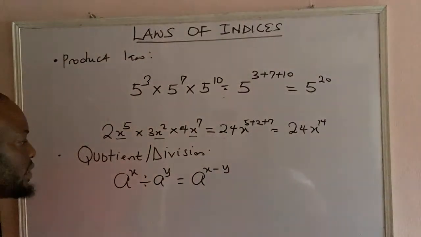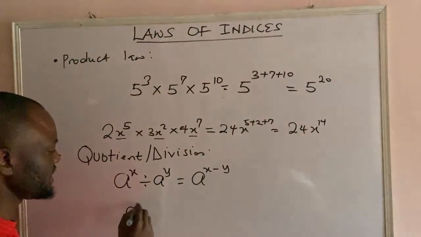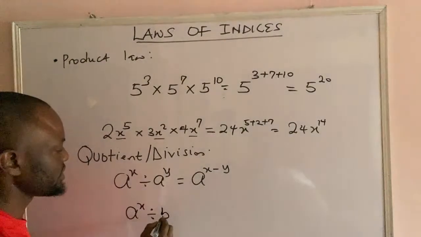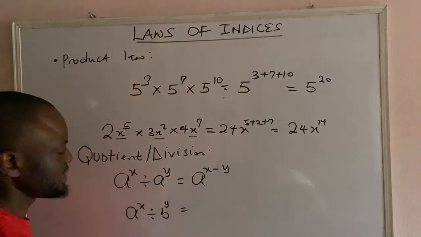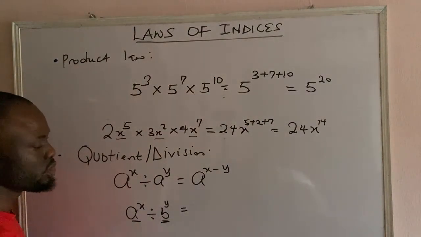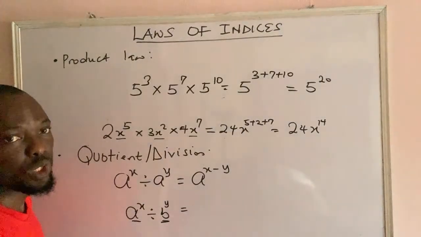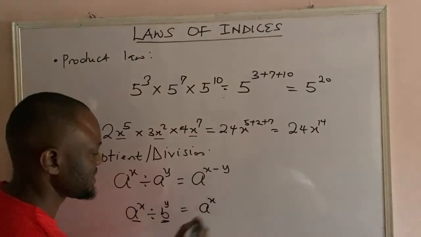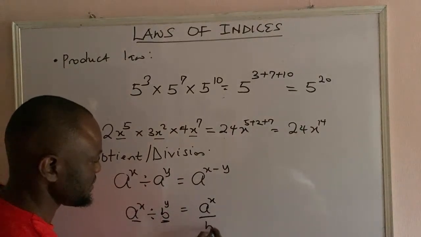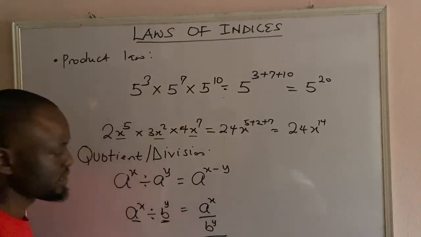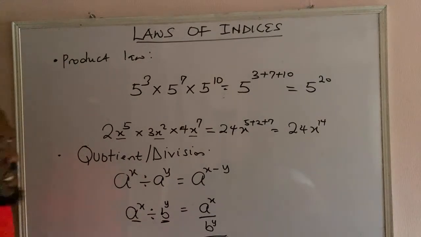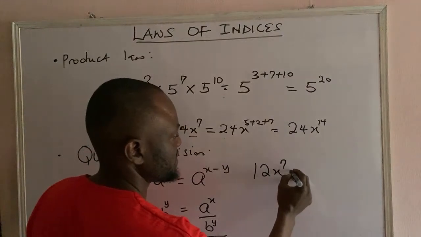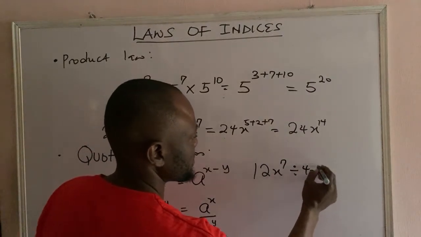All right? So if I have a to the x divided by b to the y, if you look at this, they do not have the same base, so the law will not exist. So you just leave your answer as a to the x divided by b to the y. So this becomes your result. So let's solve some practical questions. 12x to the 7 divided by 4x to the 3.